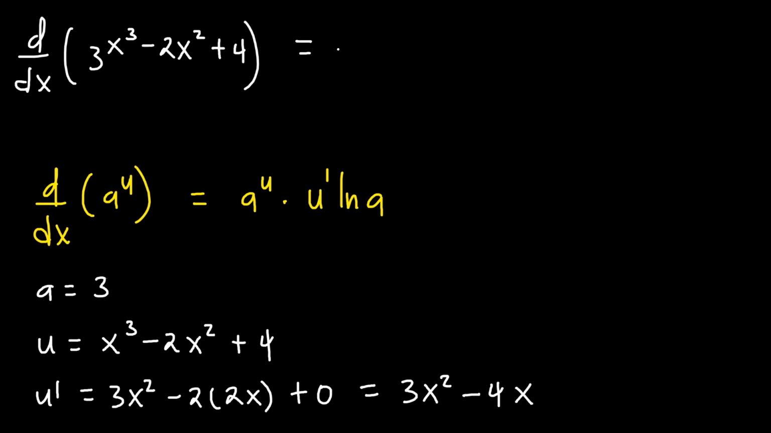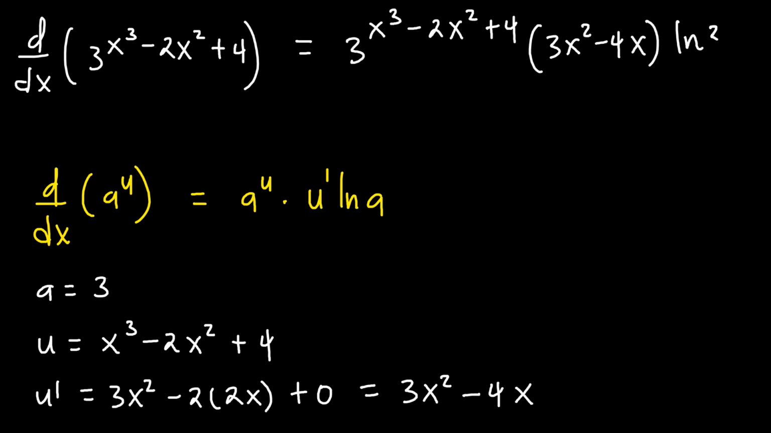So this will be equal to a to the power of u, which will be 3 to the power of x cubed minus 2x to the power of 2 plus 4, and then times u prime, which is 3x to the power of 2 minus 4x, and then times natural log of 3.